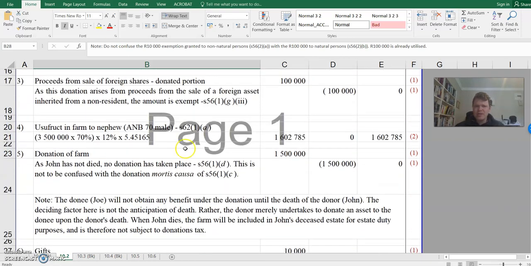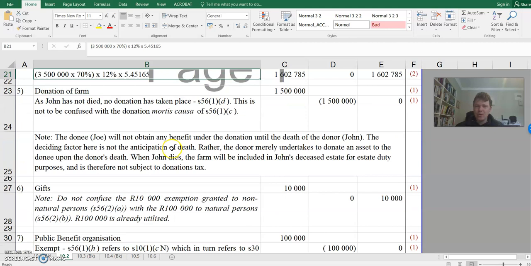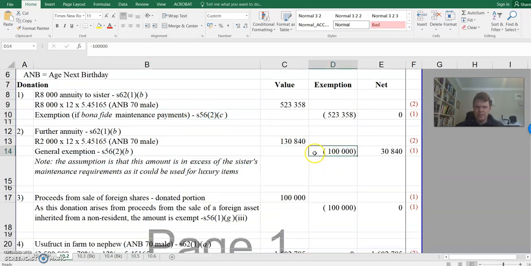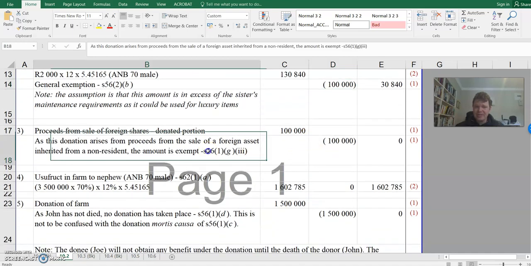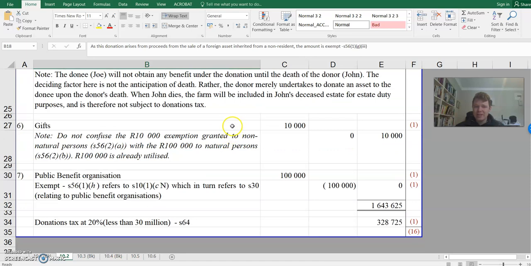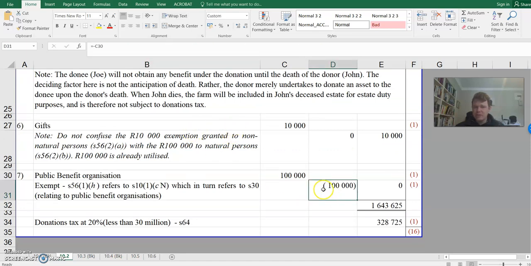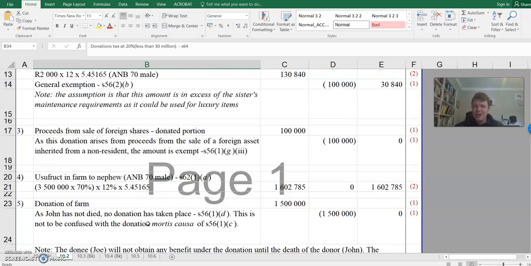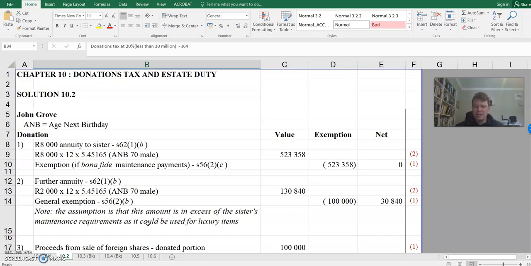Just remember, for the rest of this, you're not going to have to work out or look up these numbers in any tables. It will be given to you. Okay, and you can start to see that the same things start coming up. It's all going to be about identifying maintenance, identifying general exemptions, identifying foreign assets that may not be part of donations tax, identifying PBOs, and then just multiplying by 20%. So donations tax is not high up on the list of difficulty.